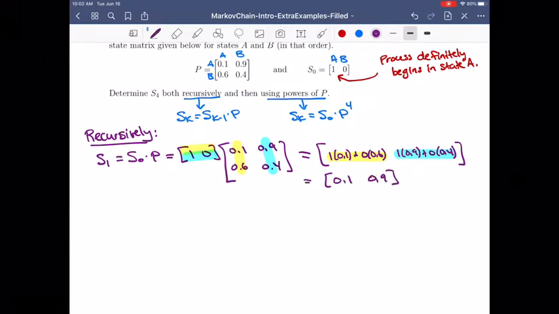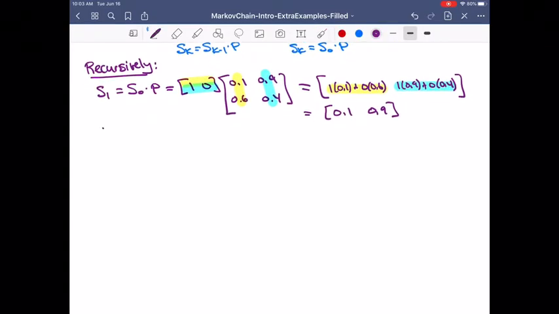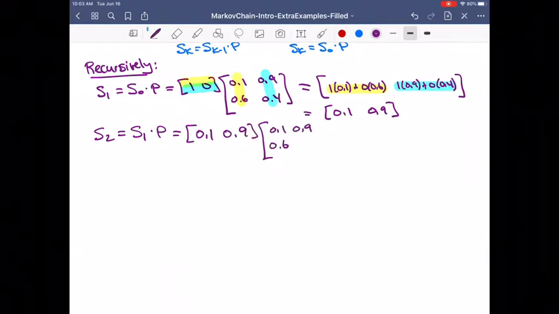And that makes sense because we're definitely in state A. So the probabilities that we go to A or B is given by row 1 in the matrix, and that's what we got. So now we want to compute S2. So this is doing S1 times P. We take our new S1 and we multiply by the transition matrix, using the same method. So we're going to have 0.1 times 0.1 plus 0.9 times 0.6 for our first entry.